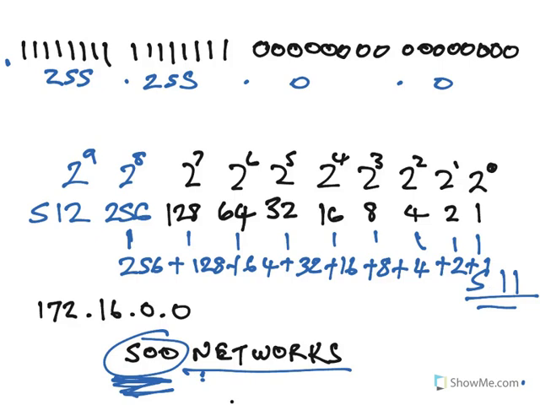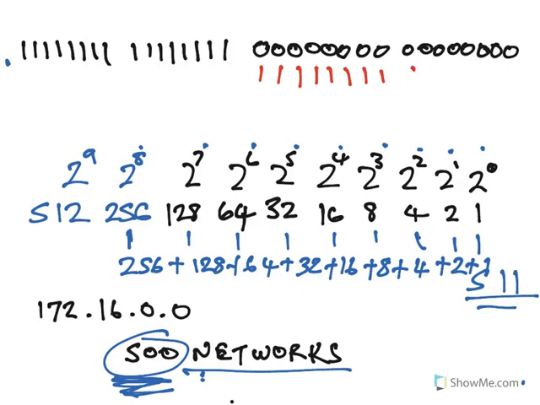So now we need how many bits? We need 9. 1, 2, 3, 4, 5, 6, 7, 8, 9. 9 bits. Remember, it stops at 2 to the power of 8, but you're starting at 0, so those are the 9 bits that you require. These are 9 network bits. So if I look at the top here, on my subnet mask, those 9 ones go in here. 1, 2, 3, 4, 5, 6, 7, 8, 9.